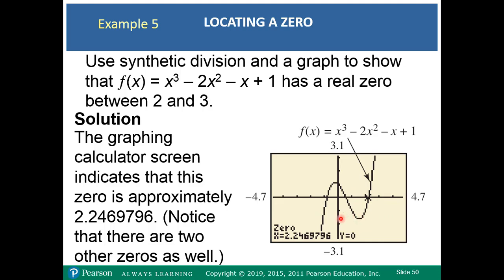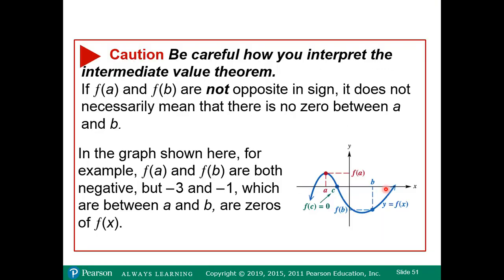Oh, and by the way, notice that on this interval, there are two other zeros as well. There's a zero here and a zero here. But that's not in the interval we were talking about. But there are two other zeros as well.